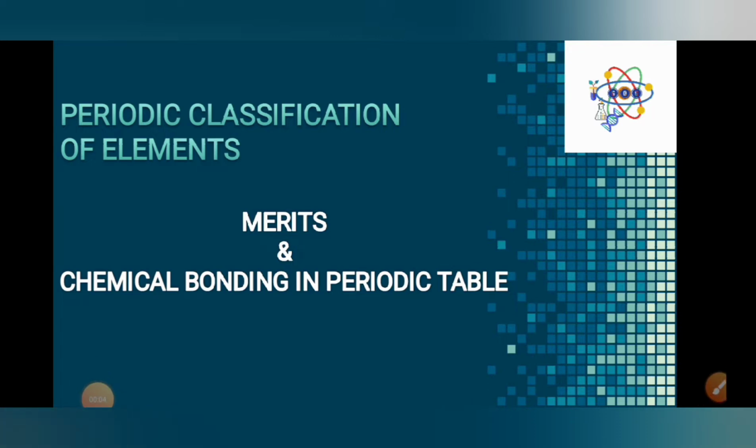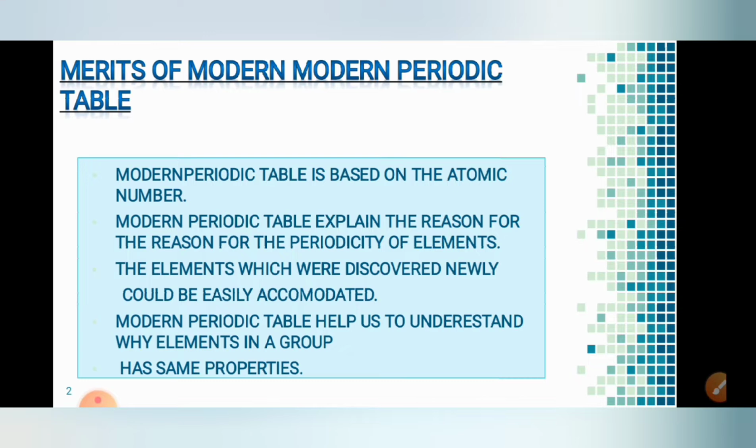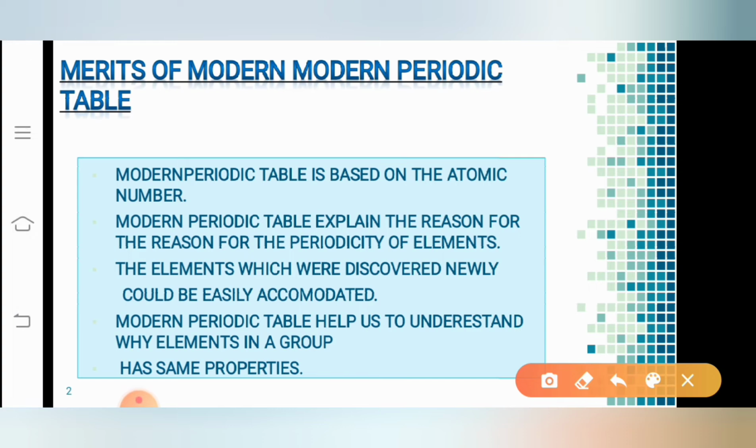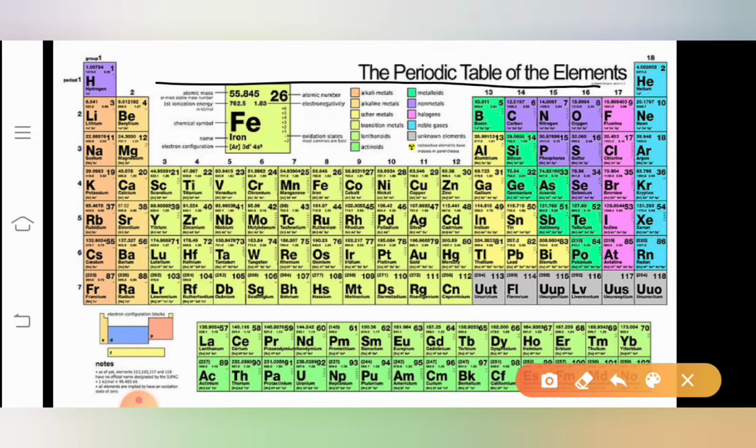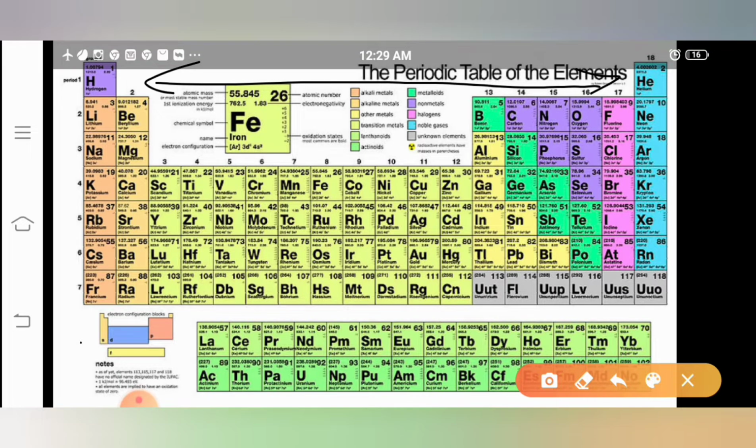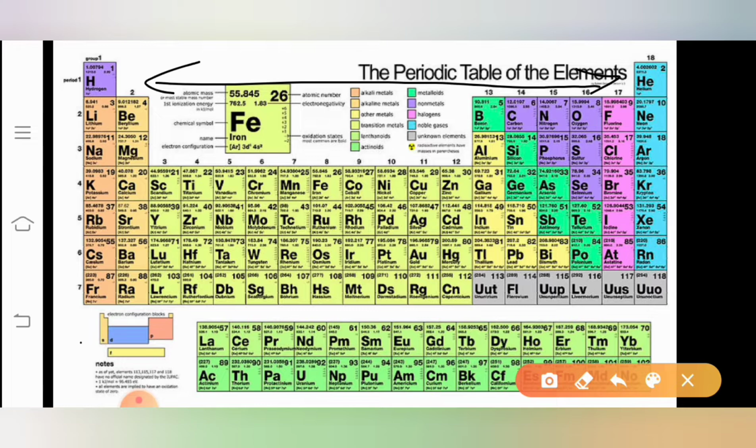So, in this session, let us understand the merits of the modern periodic table and the chemical bonding in the periodic table. When I talk about the merits of the modern periodic table, the first thing is that the elements are arranged in the increasing order of their atomic number. All the elements present in this table are arranged on the basis of the increasing order of their atomic number.